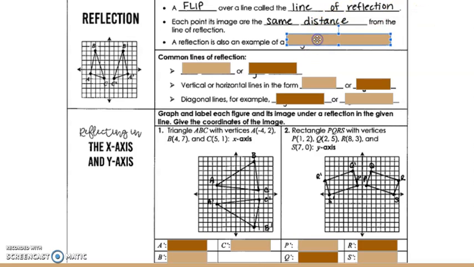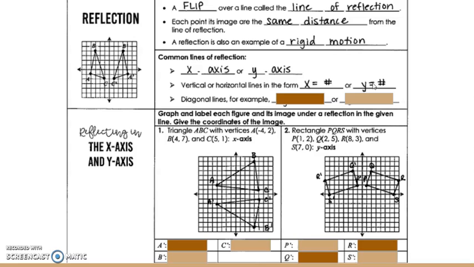A reflection is also an example of rigid motion, like I said at the beginning. Our common lines for lines of reflection can be the x-axis or the y-axis. We can also do any horizontal or vertical line in the form of x equals some number or y equals some number. And the last kind of reflection that we can deal with is diagonal lines like y equals x or y equals negative x. So we're going to look at those three different cases.